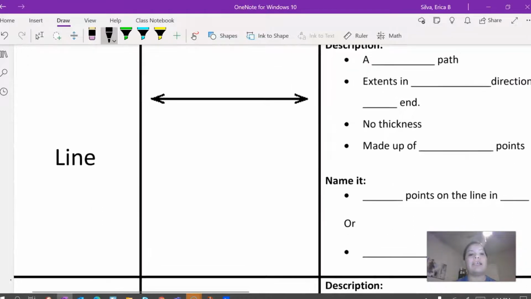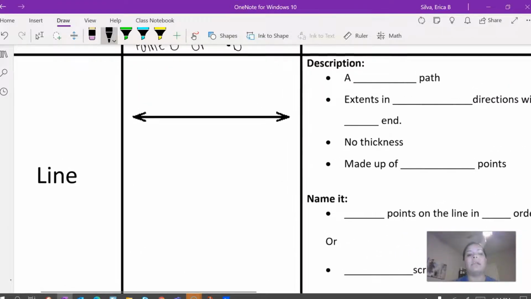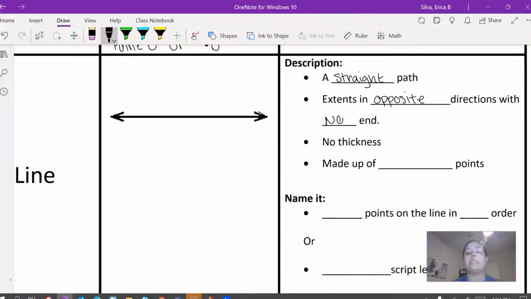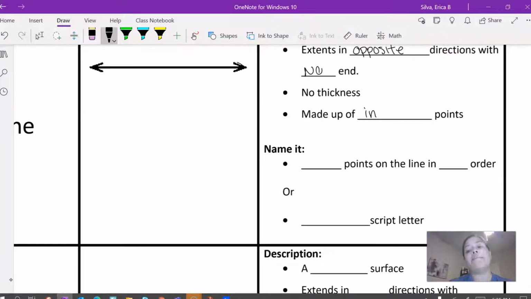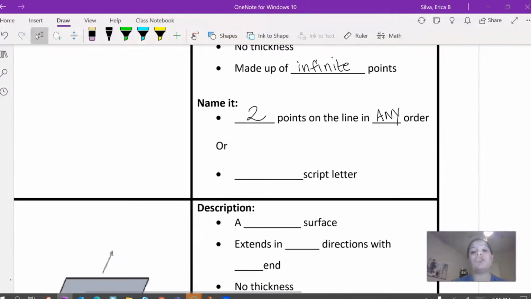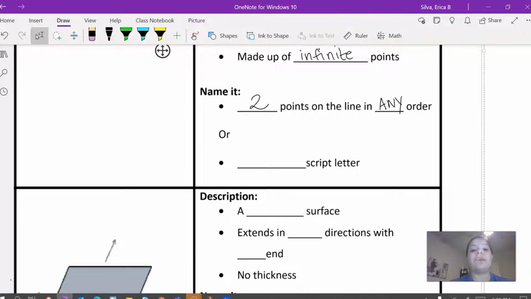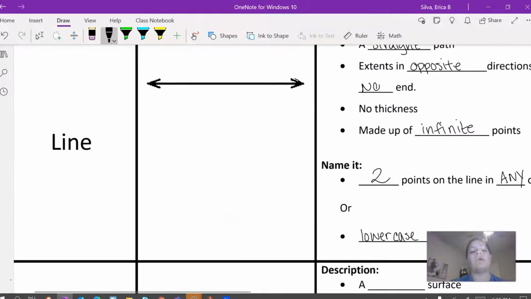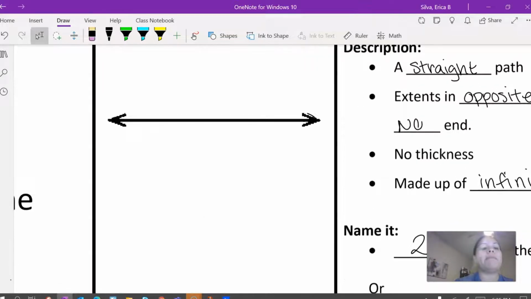The next one that is undefined is a line. The way we describe it is a straight path that extends in opposite directions with no end, no thickness, and it's made up of infinite points. The way we name a line is that we simply need 2 points on the line in any order, or we can use a script letter, but the script letter has to be a lowercase script letter.